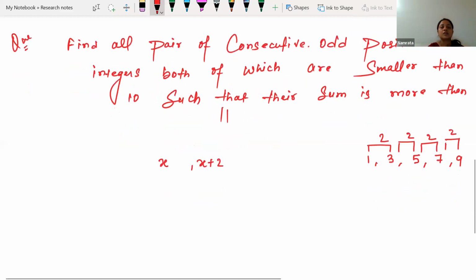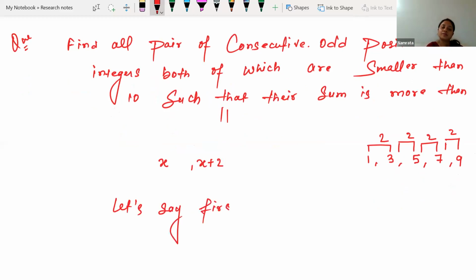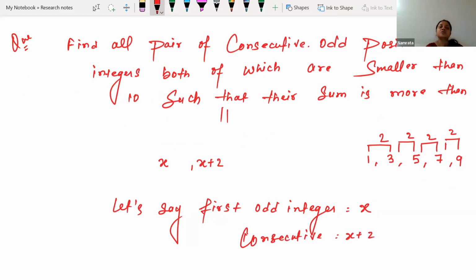So let's write it. Let's say the first odd integer is x. The next consecutive odd integer will be x plus 2. Now let's get back to the question. What exactly does the question say? Find all pairs of consecutive odd positive integers, both of which are smaller than 10. Can I write like this? Yes, ma'am. So the first one says x is smaller than 10. And the second inequality, when you solve it, will say that x is smaller than 10 minus 2, that is 8. Yes or no?